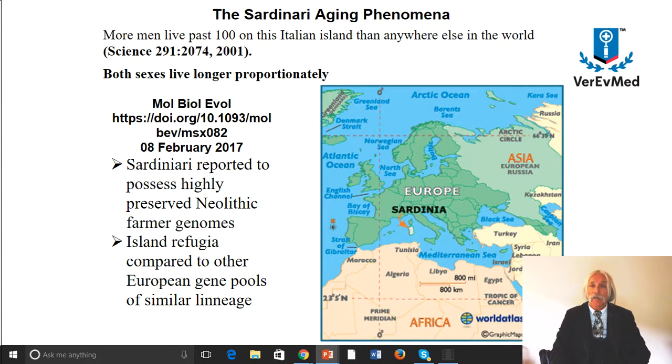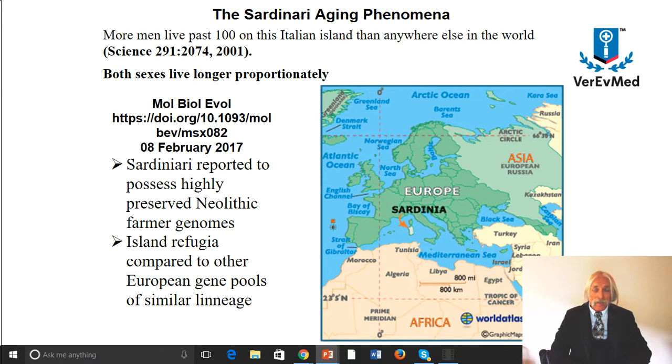So we actually have the methods, and I'm going to talk about them very briefly in a moment here in a subsequent slide, to determine where your genome was inherited from, like what was the descent from a common ancestor. Okay, and so it looks like the Sardiniari definitely have a preserved Neolithic, that's New Stone Age, genome. In fact, we all have that New Stone Age genome as well, particularly Europeans.